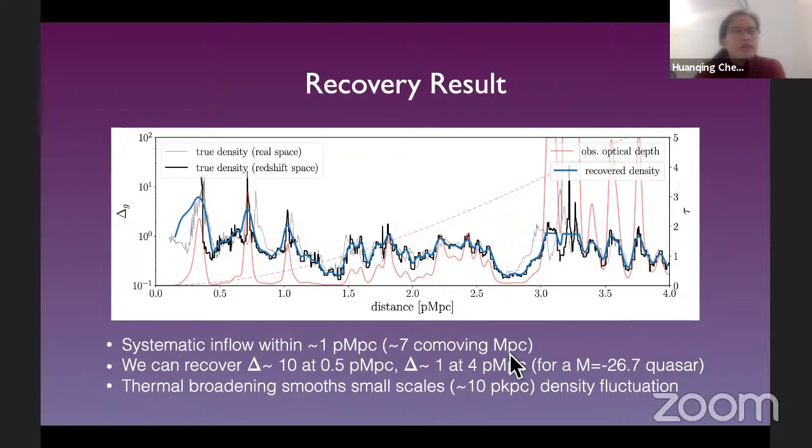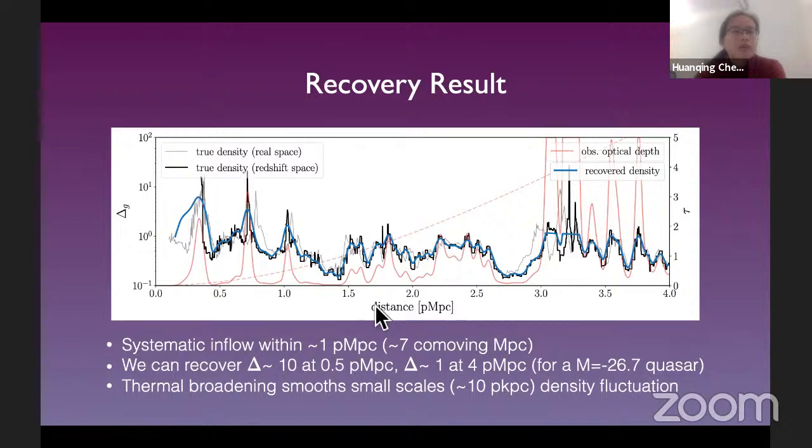There are several things I need to point out. First, because of the peculiar velocity of the gas, we can only recover the density field in redshift space instead of real space. So, which means we can recover the density as this black line.